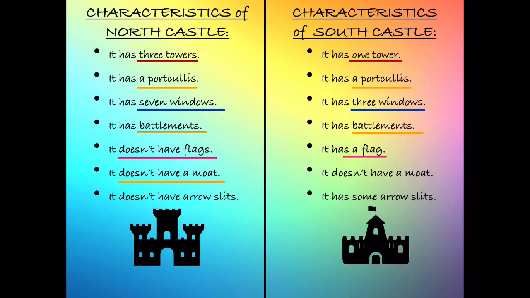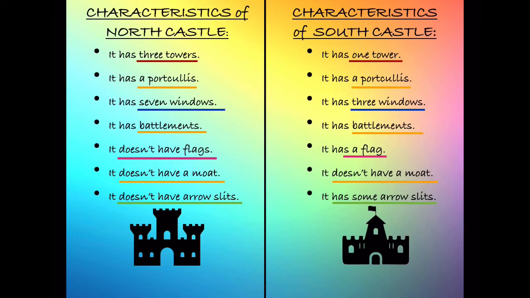Neither of them have a moat, so we have the same sentence 2 times. It doesn't have a moat, and it doesn't have a moat. And to finish, we can see that the North Castle doesn't have arrow slits, whereas the South Castle does. It has some arrow slits.